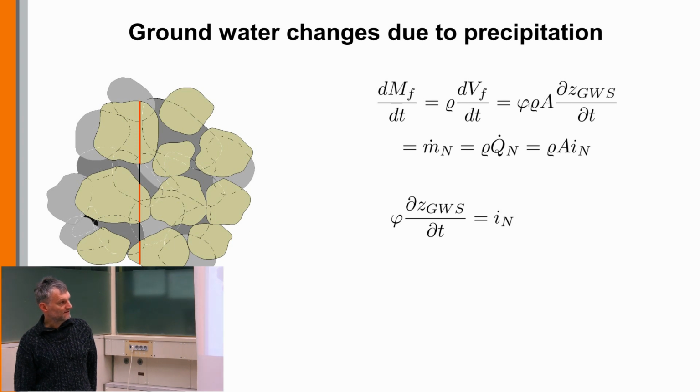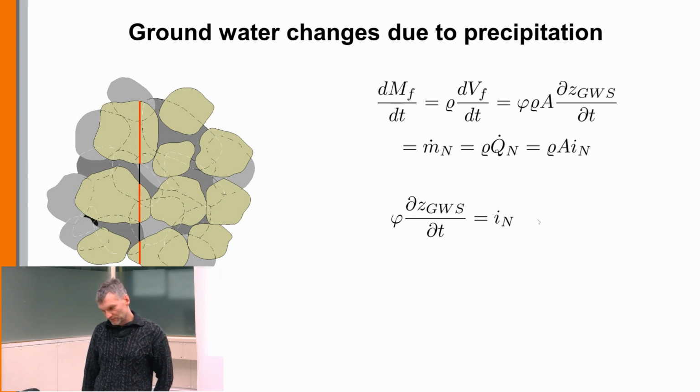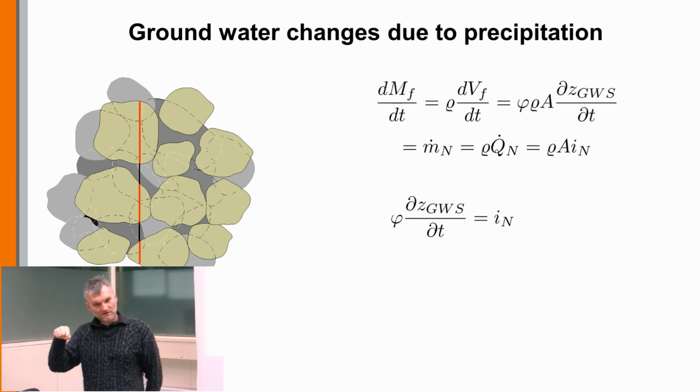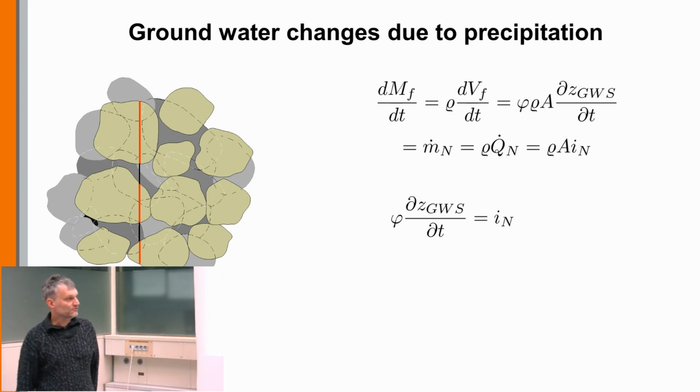We can cancel out the density of water, and we come up with porosity times change of groundwater level is equal to the intensity of rainfall. Actually, this is not correct. This is a huge simplification, because we assume that the rainfall is going directly into the groundwater, which is actually not the case in nature, because we have unsaturated areas of soils above our groundwater level. But this is the first simple model to describe a groundwater model.